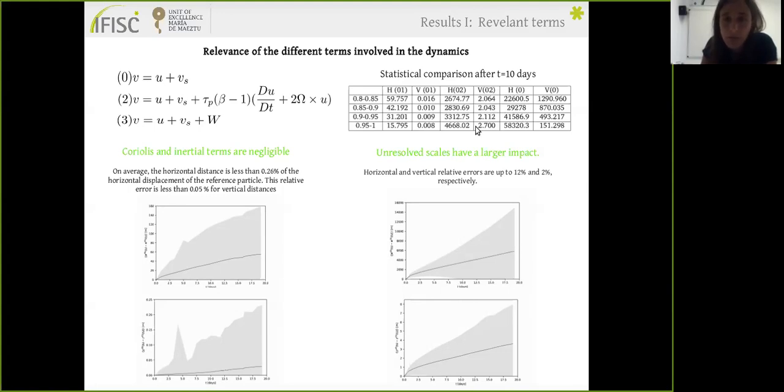In the table here, we have these mean final pair particle distances as a function of the different sinking velocities or beta parameters. And this H and B is the total traveled distance by particles released from seed equation that we have used for comparing the effect of these terms.